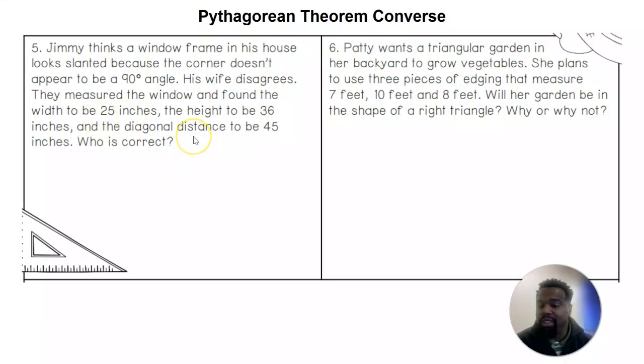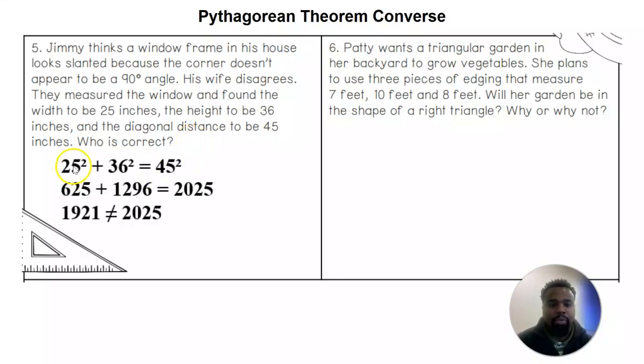The diagonal distance will represent your hypotenuse, which will be 45. So we're trying to see if 25 squared plus 36 squared gives you 45 squared. 25 squared is 625. 36 squared is 1296. 45 squared is 2025. 625 plus 1296 gives you 1921. That is not equal to 2025. So therefore it is not a right triangle. So Jimmy is correct.